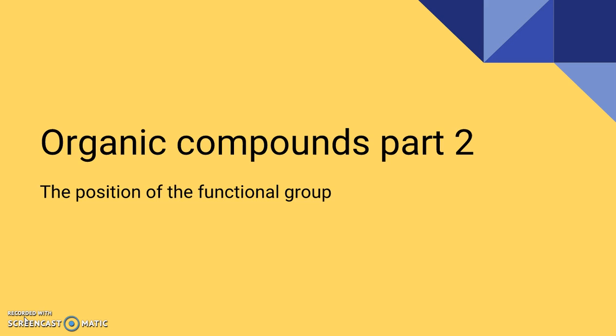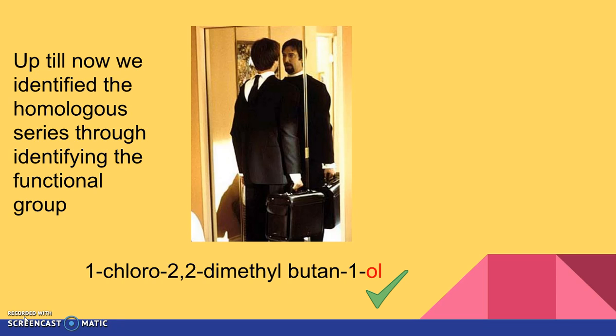The organic compounds, or the homologous series, that are required in the CAPS document for grade 12 physical science are the following: the alkanes, alkenes, alkynes, haloalkanes, alcohols, ketones, aldehydes, carboxylic acids, and esters. You are supposed to be able to identify those different structures.